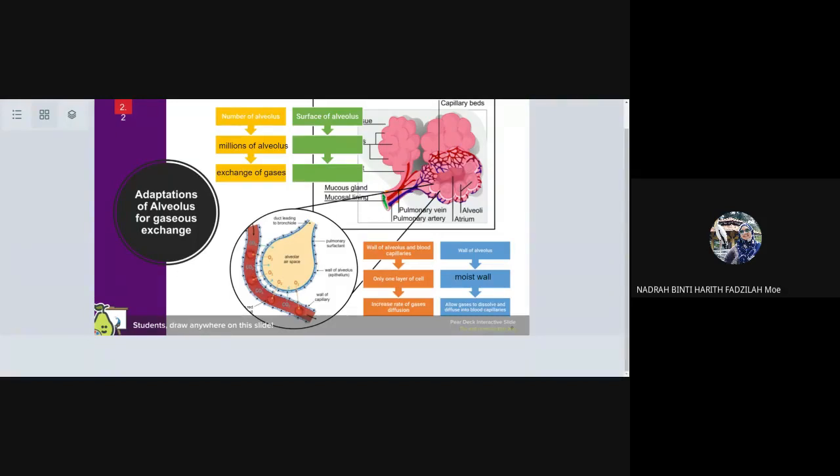Describe the characteristic of number of alveolus. Number of alveolus, the characteristic is there are millions of alveolus. And then the function is large surface area, luas permukaan yang besar for exchange of gases.